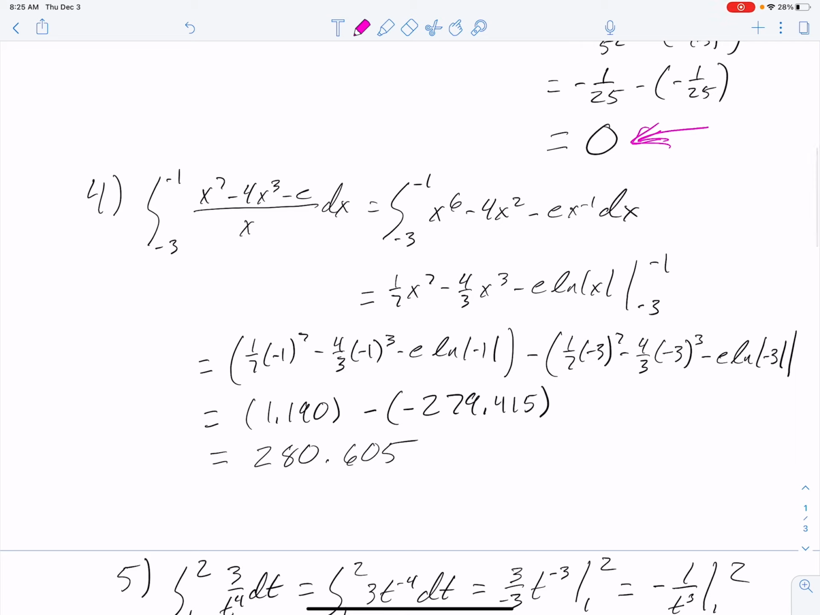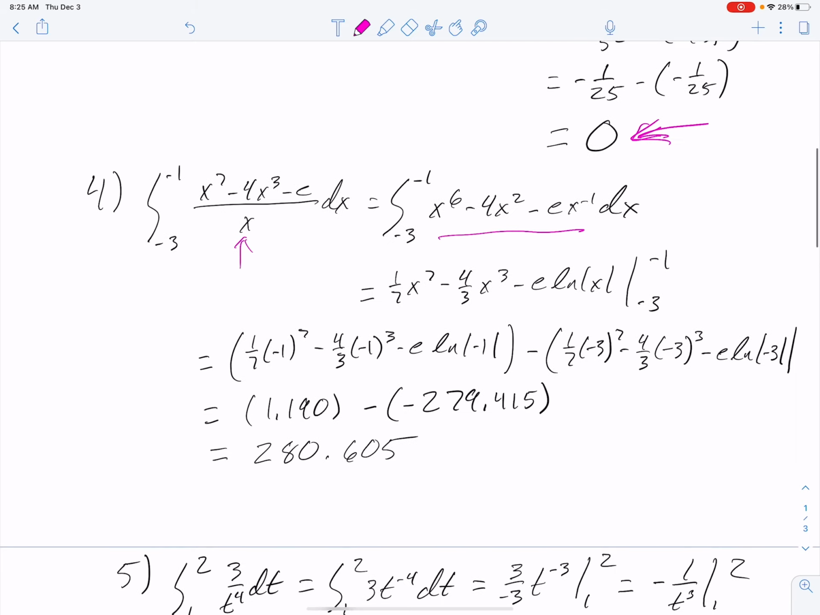Number 4, don't forget we've got to simplify. Anytime we see a monomial dividing a polynomial, we simplify. So I've done that. I find my antiderivative. Now substituting in f of b is going to take a lot longer since I've got a polynomial to substitute in, minus f of a.